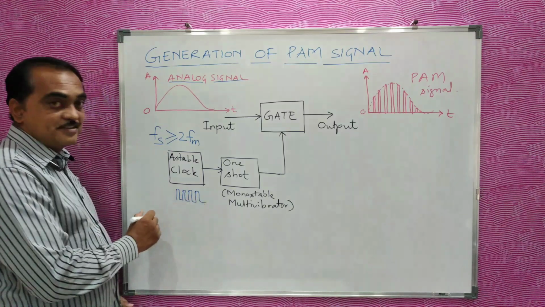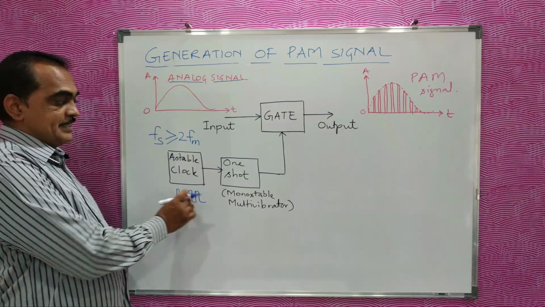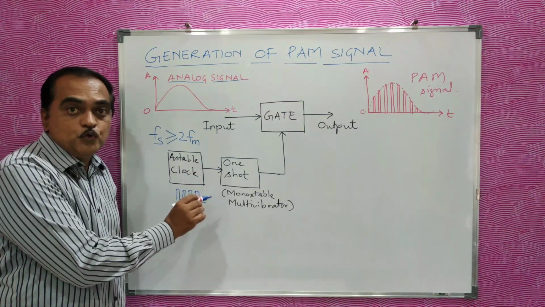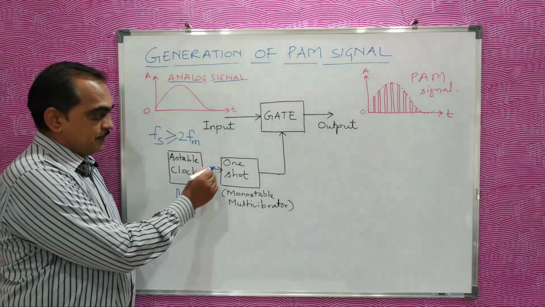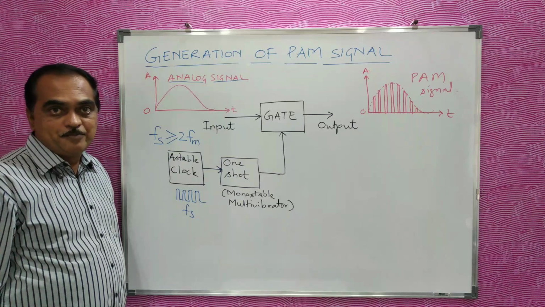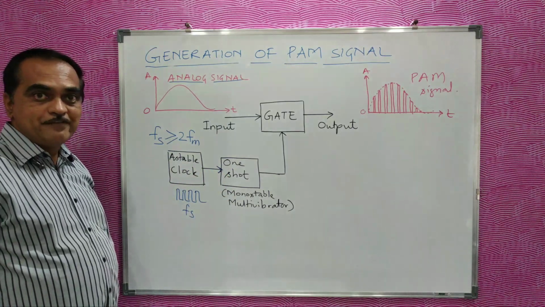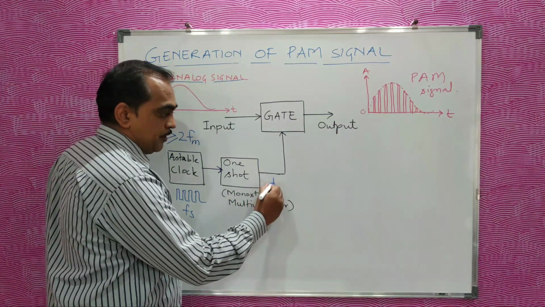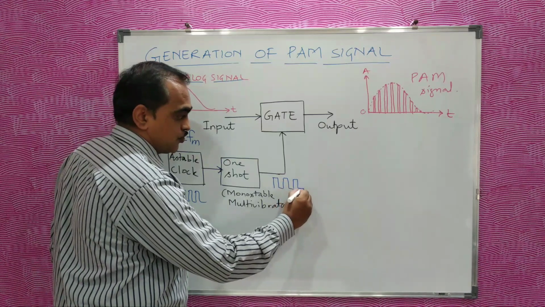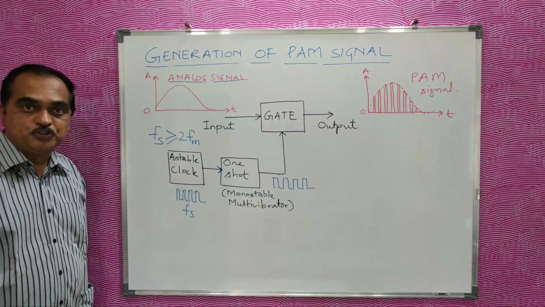Here you are adjusting the frequency fs. Now these pulses are given to the trigger input of a monostable multivibrator, which is also called a one shot. Then the monostable multivibrator will produce proper pulses with constant amplitude, constant width, constant frequency and constant position.